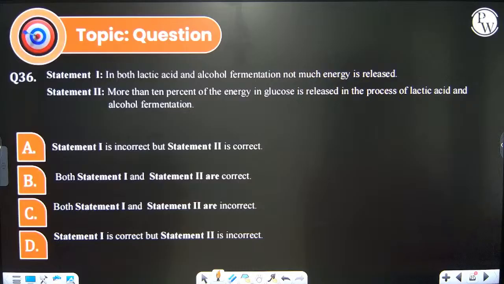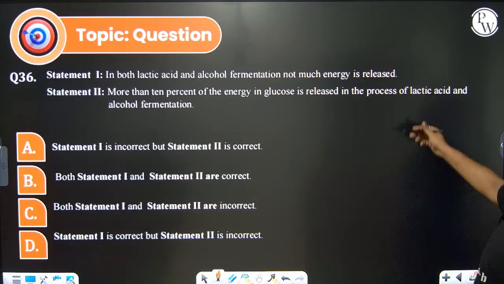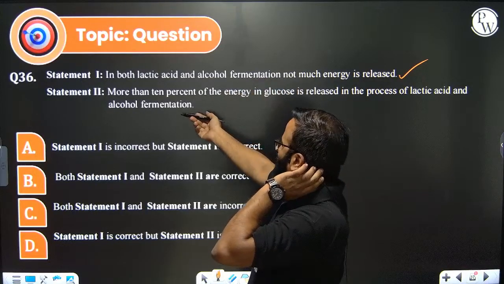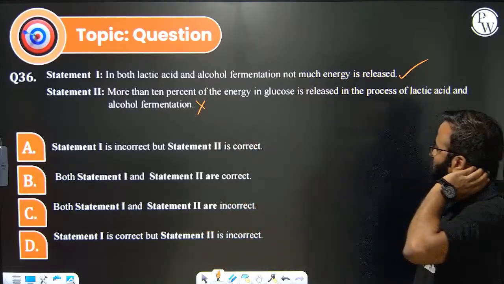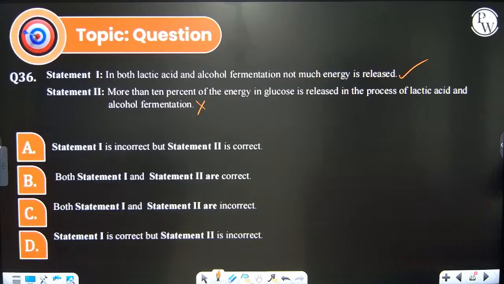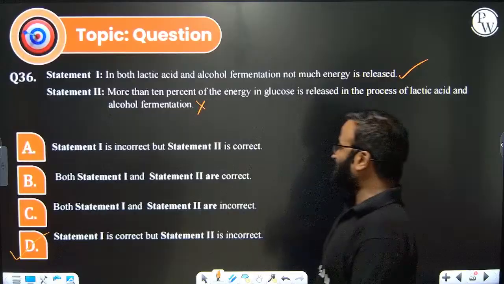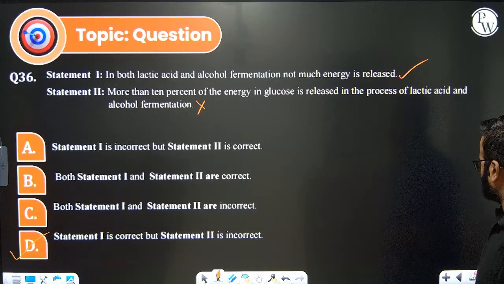Let's see the next question. In both lactic acid and alcohol fermentation, not much energy is released. Yes, true. More than 10% of the energy in glucose is released in the process of lactic acid and alcohol fermentation. If that is true, automatically the first will become false. Okay, no, not more than 10% is released. So I would go with statement 1 is correct, statement 2 is incorrect, which is option D. Option D is our right answer.